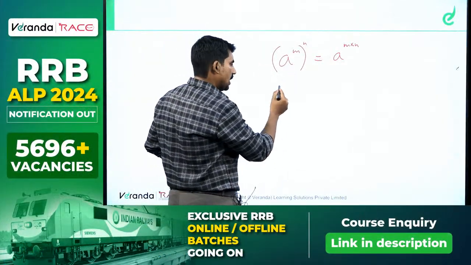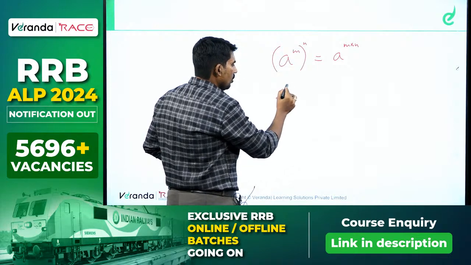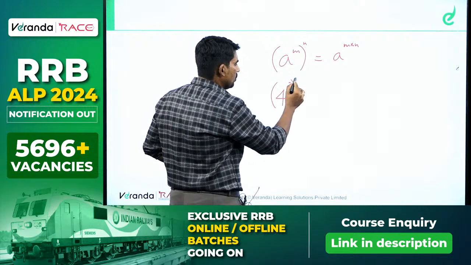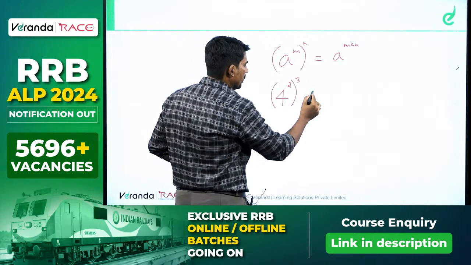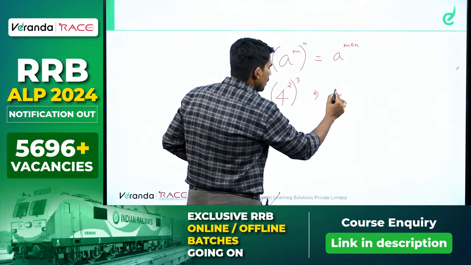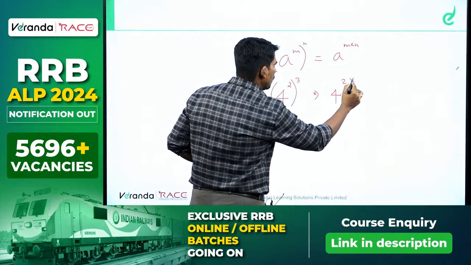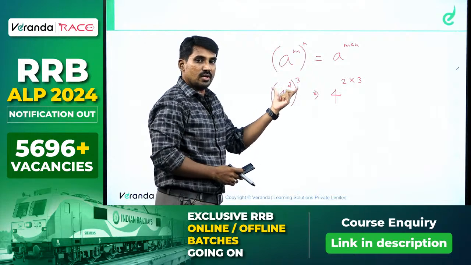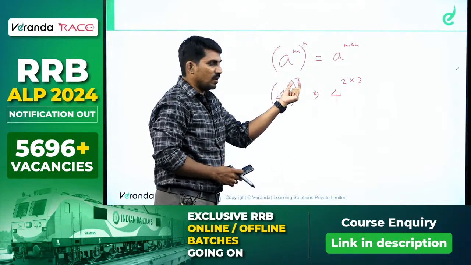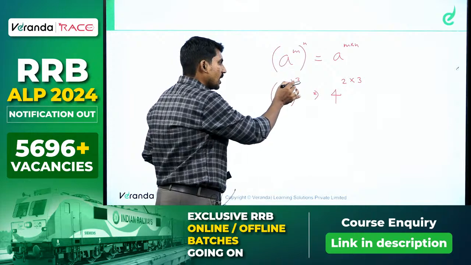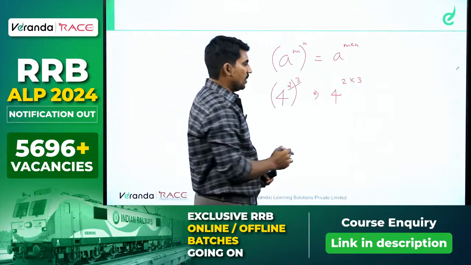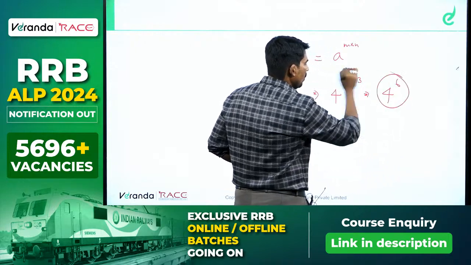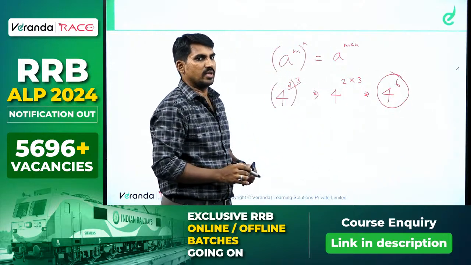For example, we take one example: 4 square to the power 3. What is the meaning? 4 to the power 2 into 3. That is 4 square in a bracket, with an outside power given, which means we can multiply the powers. Therefore, we can say it is 4 to the power 6.